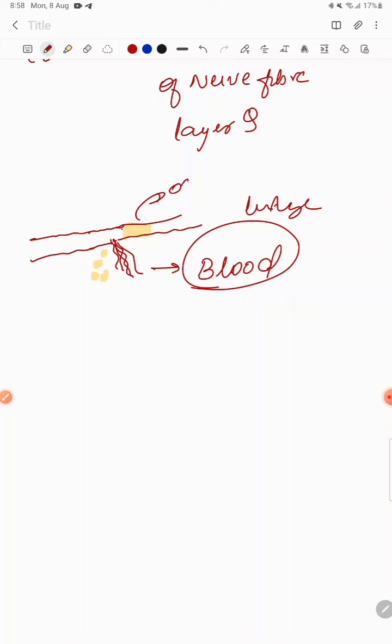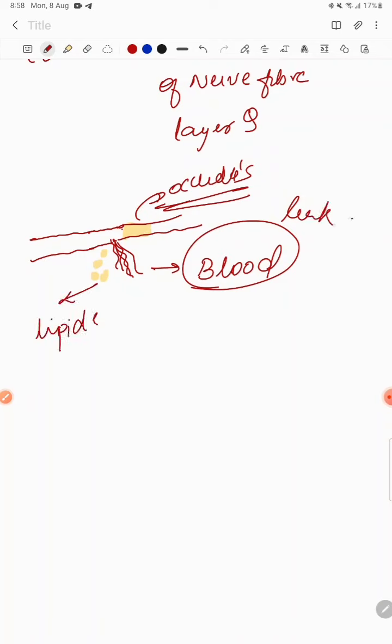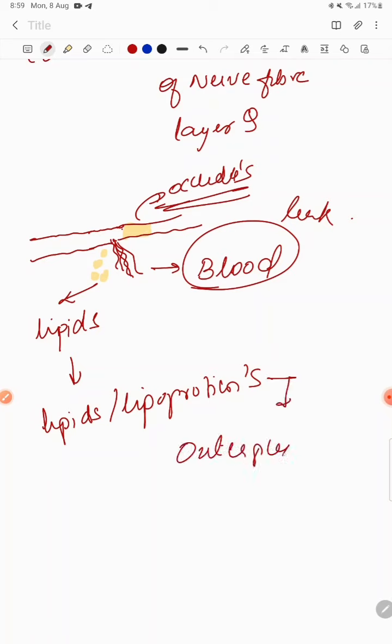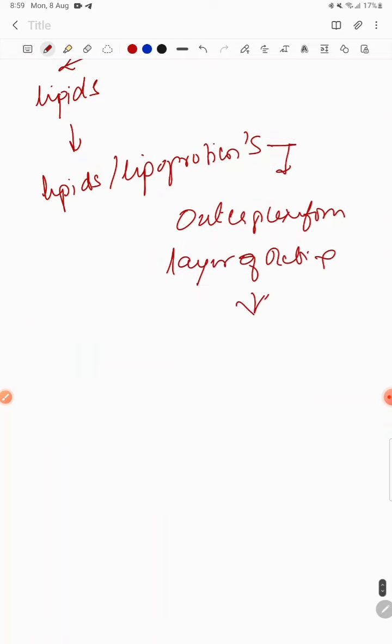Okay. It has got occluded. Now what will it do? It will leak the blood and it will leak the lipids. When these lipids, or you can just remember them as the lipoproteins, go and deposit in the outer plexiform layer of the retina, it will lead to what? It will lead to hard exudates.